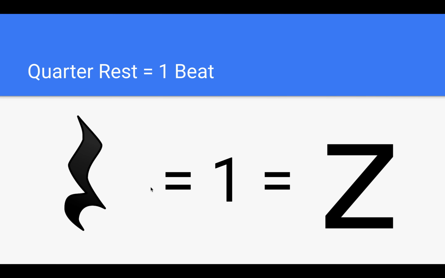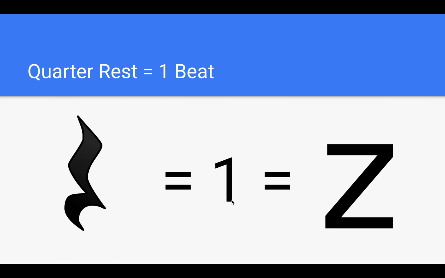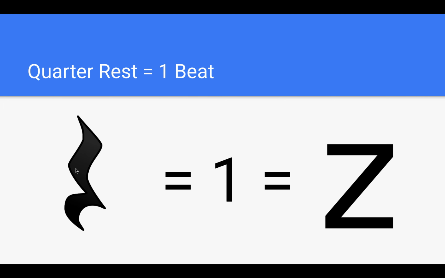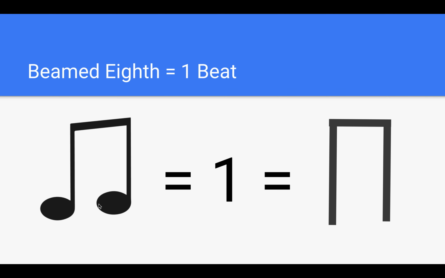We also have a quarter rest. Because it's also a quarter, it's also going to equal 1 beat. So our quarter rest, which looks like a funny zigzag, equals 1 beat. And in your worksheet, it's represented by the letter Z. That's just because it kind of looks like the shape that we have of our rest. So anytime you see the letter Z on your worksheet, that also equals 1 beat, and it represents your quarter note rest.